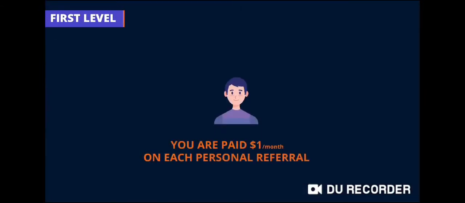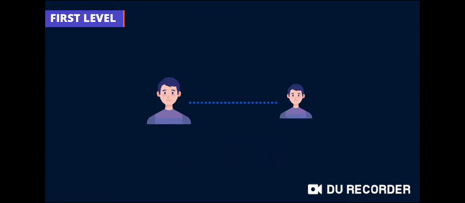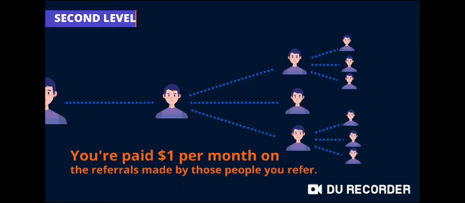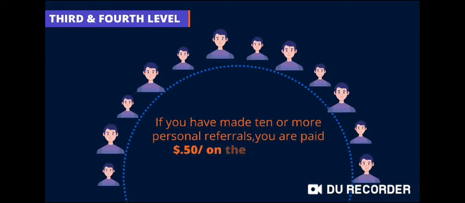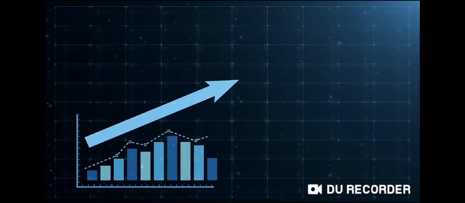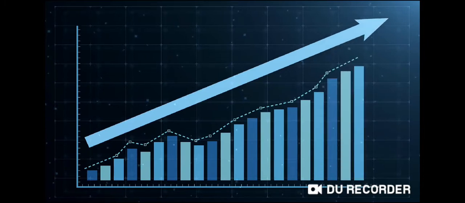You are paid $1 per month on each personal referral, all those on your first level. Plus, you are paid $1 per month on the referrals made by those people you refer. This is your second level. If you have made 10 or more personal referrals, you are paid 50 cents per month on the referrals on your third and fourth levels. Simply put, if everyone refers just 10 people, you are making over $5,600 a month in recurring monthly income, without changing anything about what you're doing in your day-to-day life. Some people will refer a lot more than 10, so your monthly income can grow exponentially.